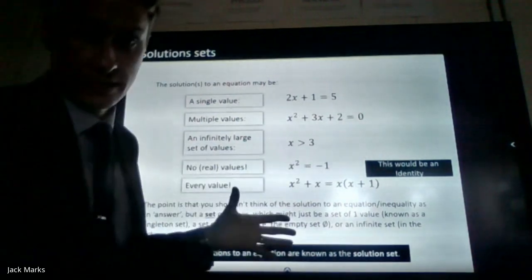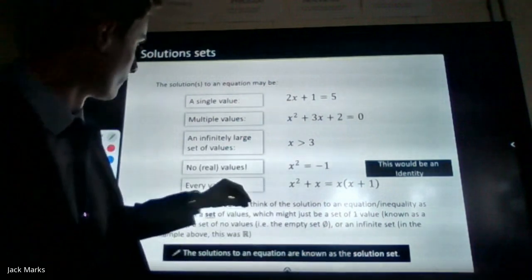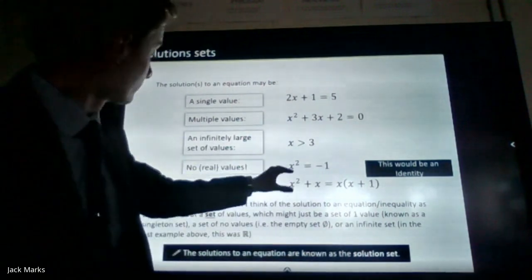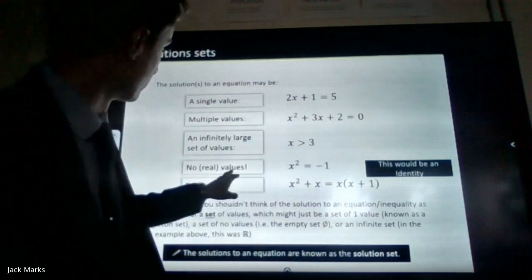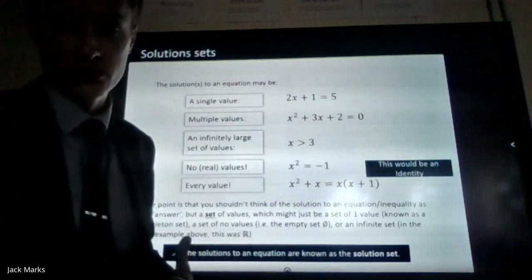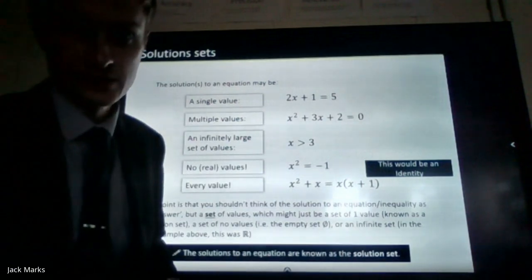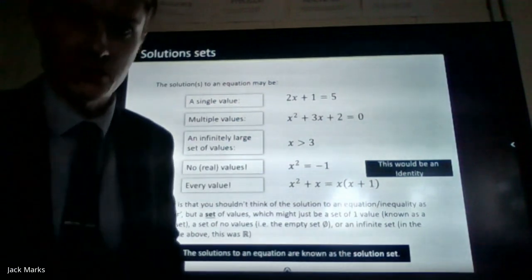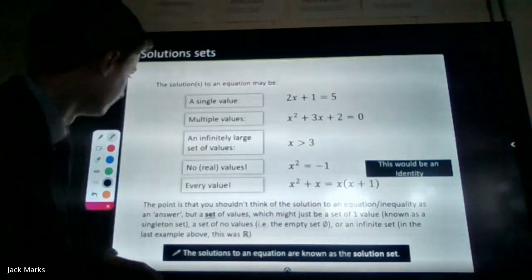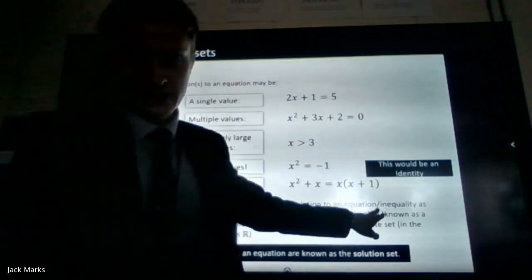Inequalities might occupy an infinitely large set of numbers. We'll talk about just very, very little bit. We'll talk about when there are no real solutions. So the regular A-level course doesn't deal with complex numbers. If you're dealing with further maths, that's something you'll find out by in year 13. And finally, we have a case here.